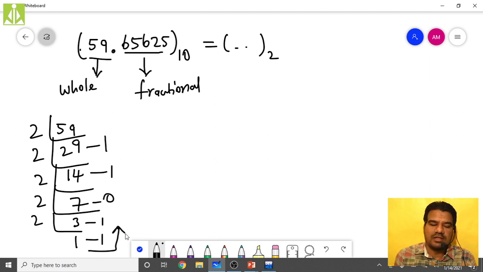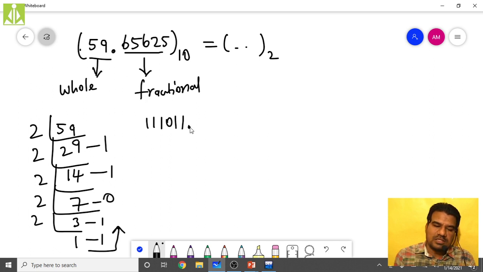So now you write in this way. So what will be the whole number? 59 equivalent of binary. So triple 1 0 double 1. So this is the binary form of the whole number. It is the binary equivalent of 59.